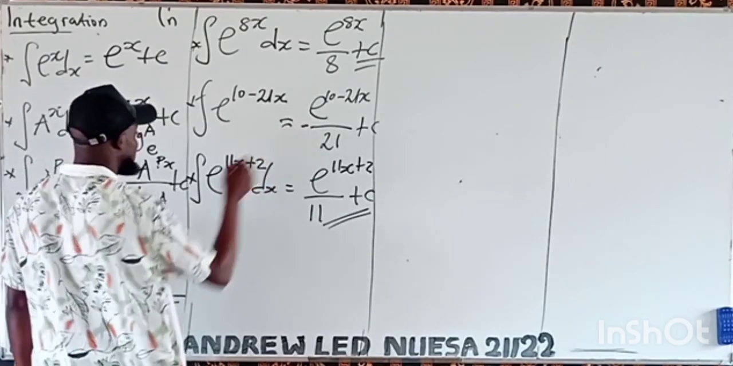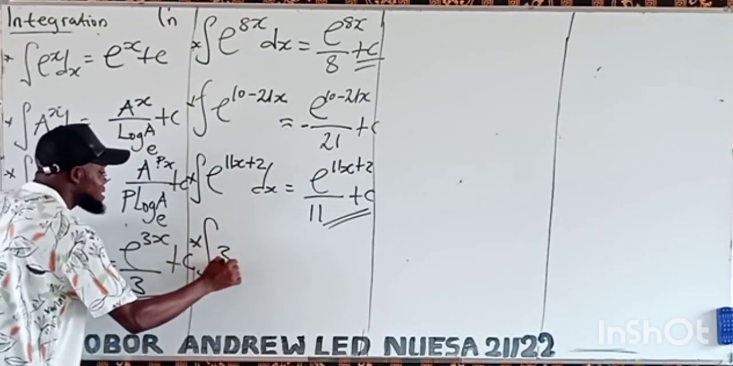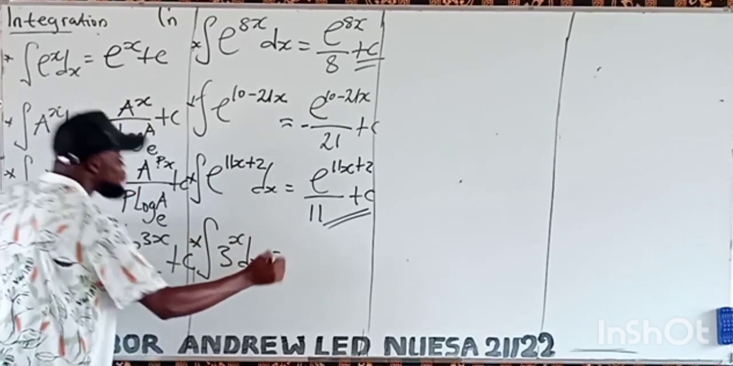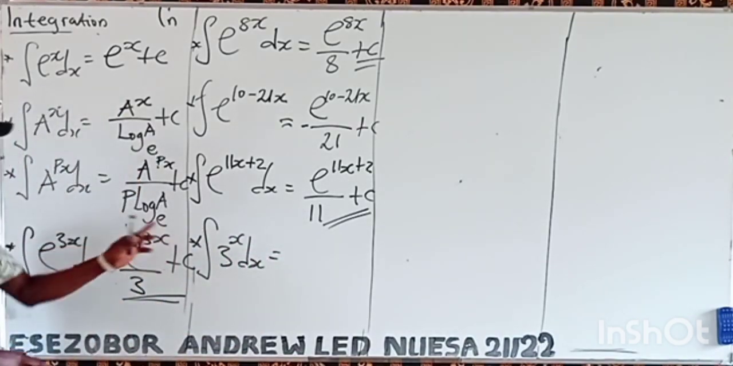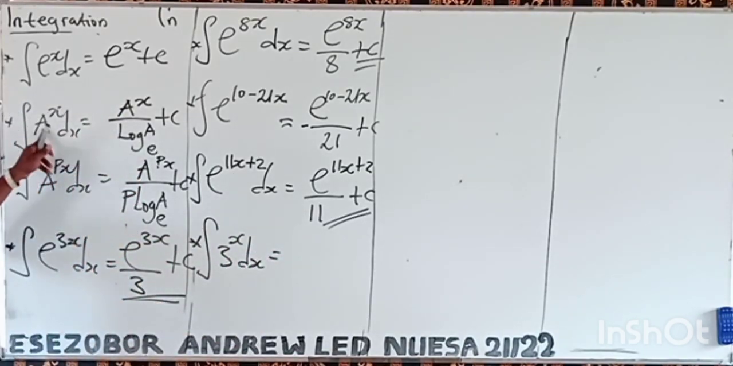Please, show you know what we are doing. What about 3 raised to power x dx? What am I going to have there? If you have to do it like this, remember this rule: a raised to power x divided by log a to base e.